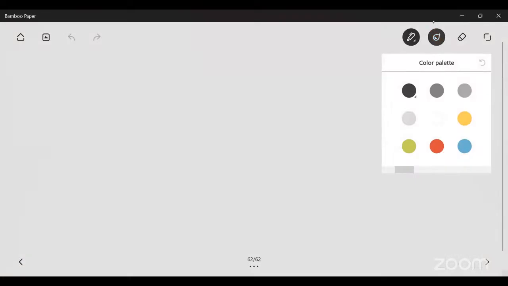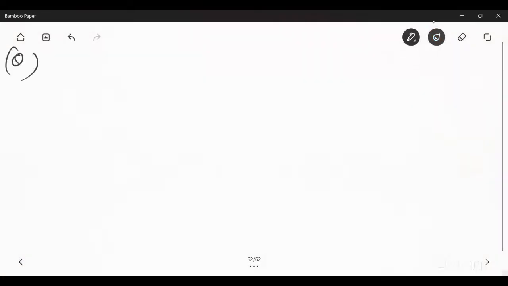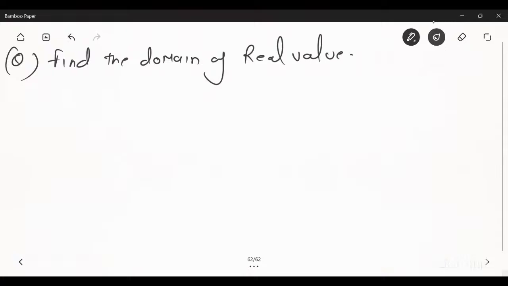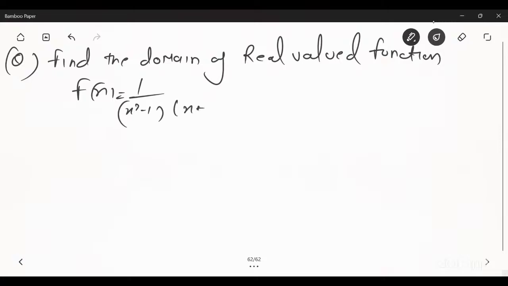So the next question is, find the domain of a real valued function. Find the domain of a real valued function f(x) is equal to 1 upon (x square minus 1)(x plus 3).